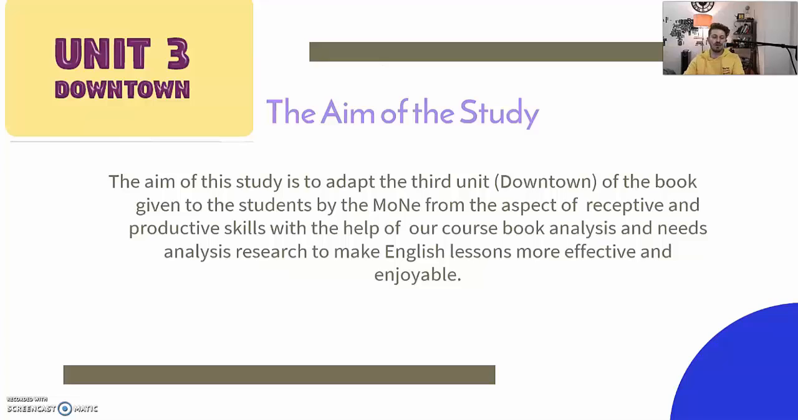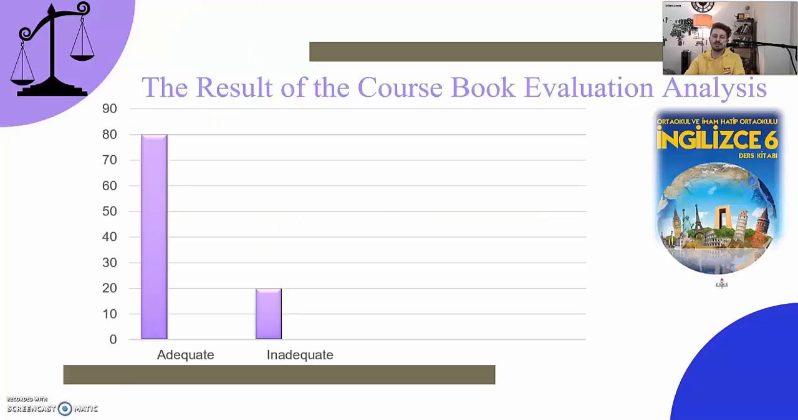First of all, the aim of the study is to adapt the third unit, Downtown, of the book given to the students by the Minister of National Education from the aspect of receptive and productive skills, reading, listening, writing and speaking, with the help of our coursebook analysis and needs analysis research, to make English lessons more effective and enjoyable. Let's talk about the result of the coursebook evaluation analysis.